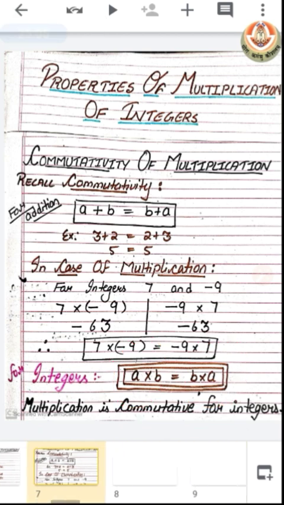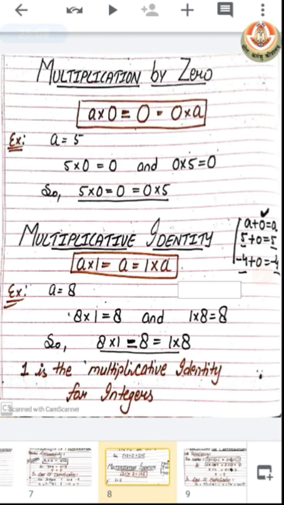Okay class? Now multiplication by 0. It is very clear. Whenever any number is multiplied with 0, we get 0 as the answer. So it is multiplication by 0. Now multiplicative identity.